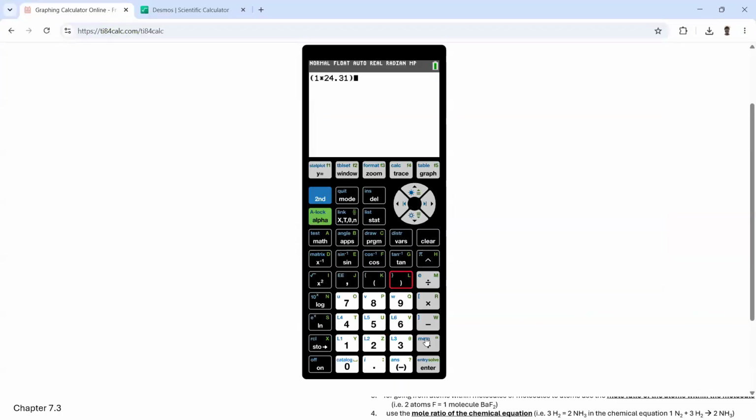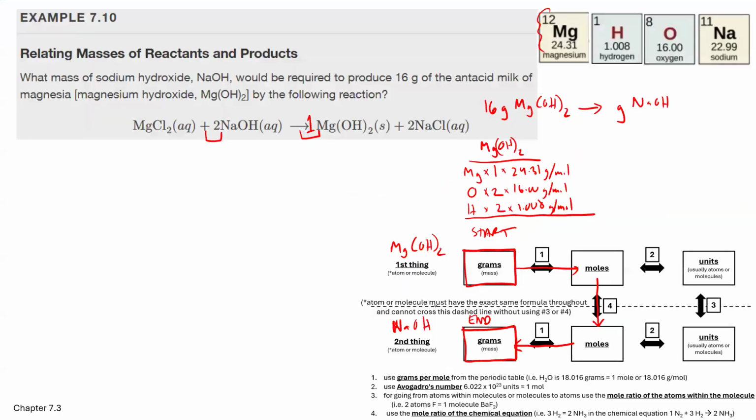Right? Plus, we have parentheses 2 oxygen, which is 16.00 grams per mole. Plus, and then we had 2 hydrogen, 2 times 1.008 grams per mole. Add it all up, we got 58.326 grams per mole. Let's do sodium hydroxide, right?